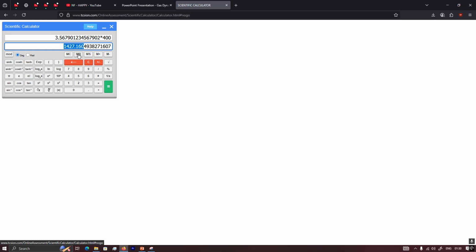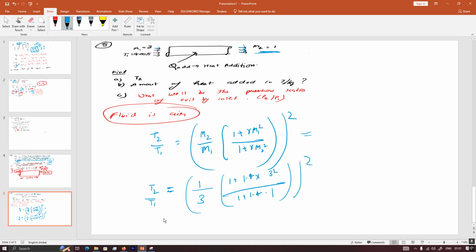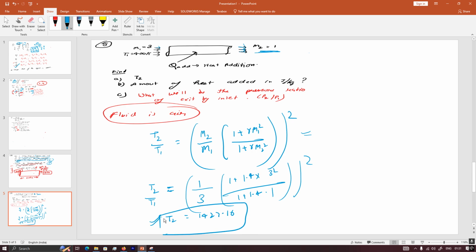I'll be getting the temperature at the exit of the duct, at the section where Mach is 1. So T2 is coming out as 1427.16 Kelvin. We can see that temperature is increased, so heat is being added, and it follows all the natures we have already discussed while studying Rayleigh flow.